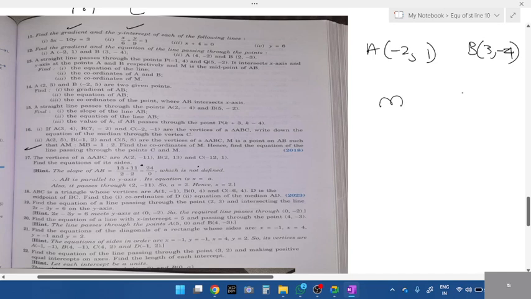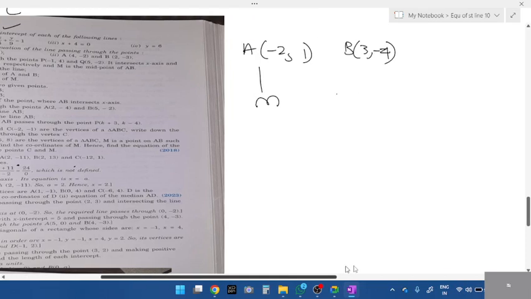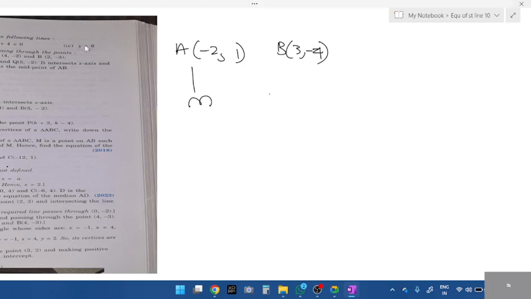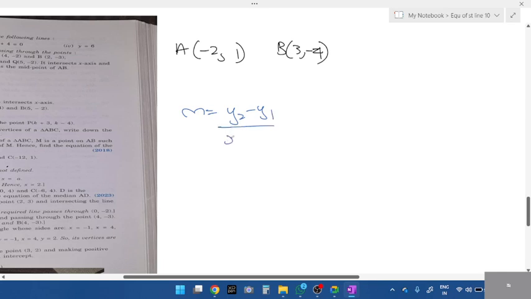M and the equation. So what's the formula for m, students? How do you find the gradient when 2 points are given? All of you will respond. When 2 points are given, what's the formula? M is equals to y2 minus y1, divided by x2 minus x1. And what is the equation when 2 points are given? What is the equation formula? Y minus y1 divided by y2 minus y1 is equal to x minus x1 divided by x2 minus x1.